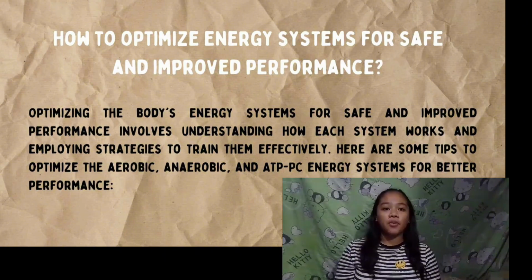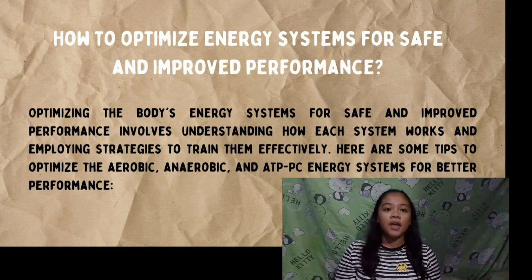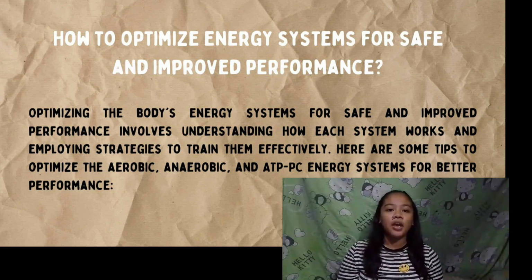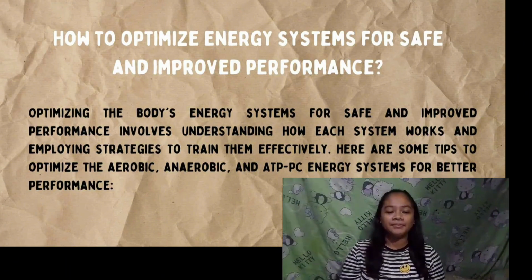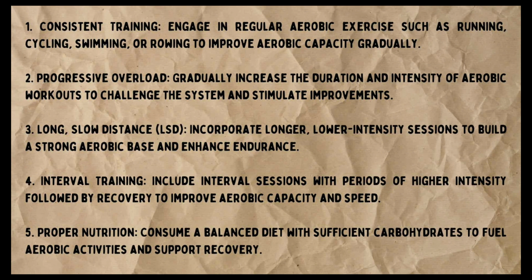Optimize energy systems for safe and improved performance. Optimizing the body's energy system for safe and improved performance involves understanding how each system works and employing strategies to train them effectively. Aerobic system optimization. First is consistent training. Second, progressive overload. Third, long slow distance. Fourth, interval training. And last, proper nutrition.